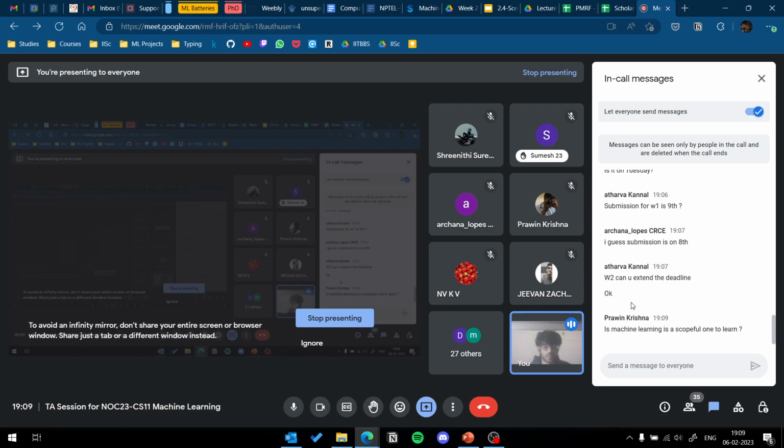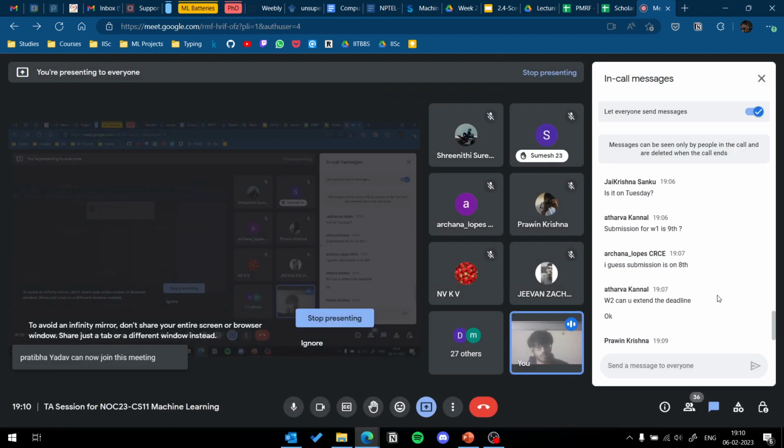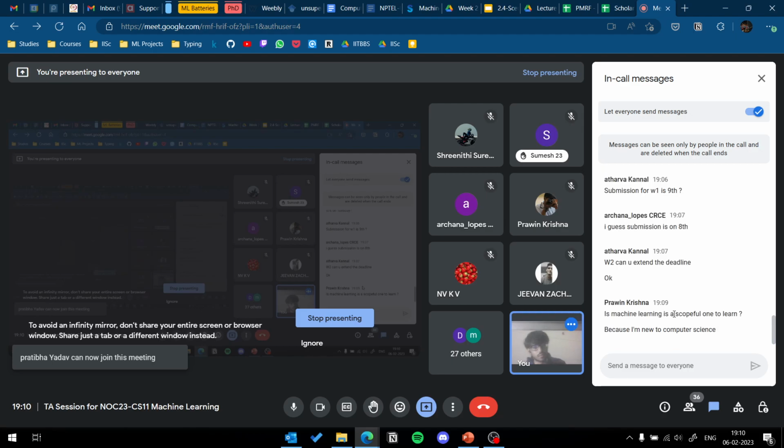Is machine learning a scopeful one to learn? Okay, so I'm thinking you are asking about the scope of this course. So yeah, if you look around, every business and every company right now is putting AI and machine learning in their products and services. So yeah, I think it has a huge scope. It is the future. Think about it, teaching machines how to think like humans, that is a pretty big step in humanity, I should think.